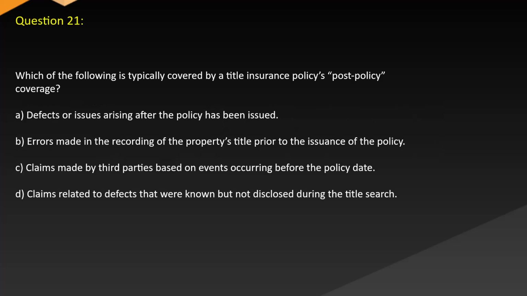Question 21. Which of the following is typically covered by a title insurance policy's post-policy coverage? A. Defects or issues arising after the policy has been issued. B. Errors made in the recording of the property's title prior to the issuance of the policy. C. Claims made by third parties based on events occurring before the policy date. D. Claims related to defects that were known but not disclosed during the title search.